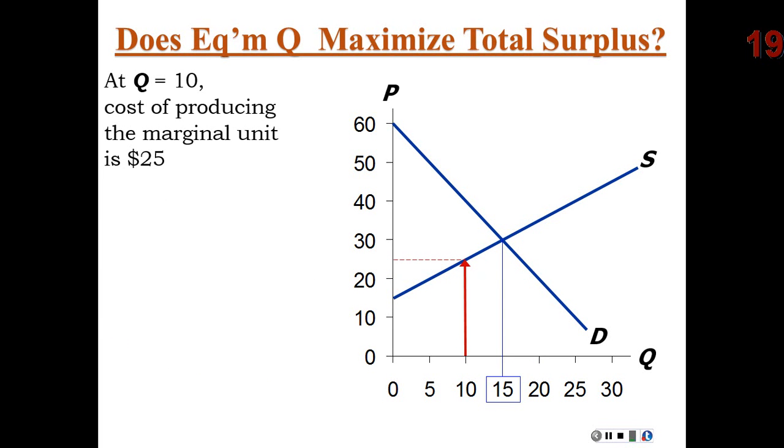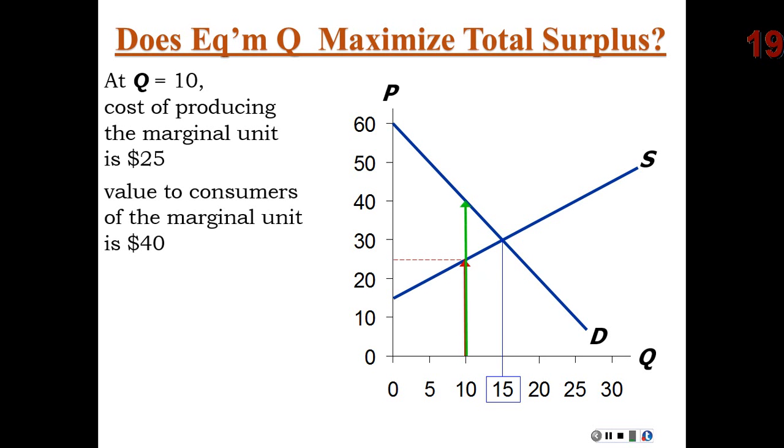Well, at a lower quantity, say the 10th unit, the marginal seller would have a cost of $25. The marginal buyer at that quantity would have a value of the product of $40. So clearly that unit is beneficial, right? That would be adding to total surplus because the value of 40 is greater than the cost of 25.